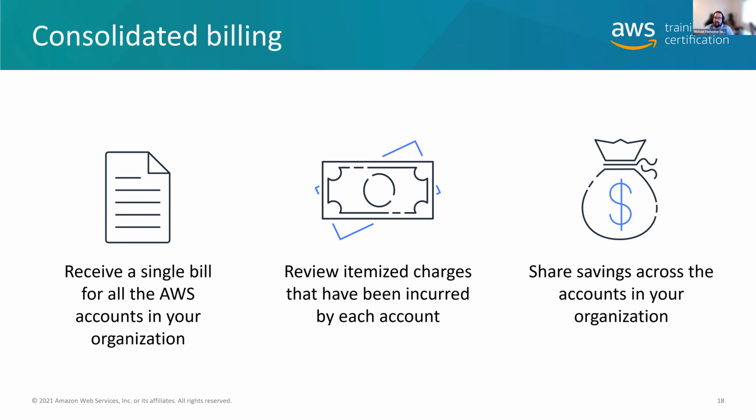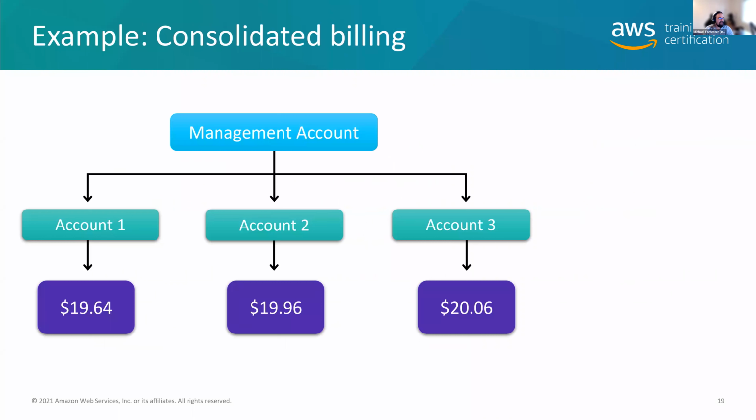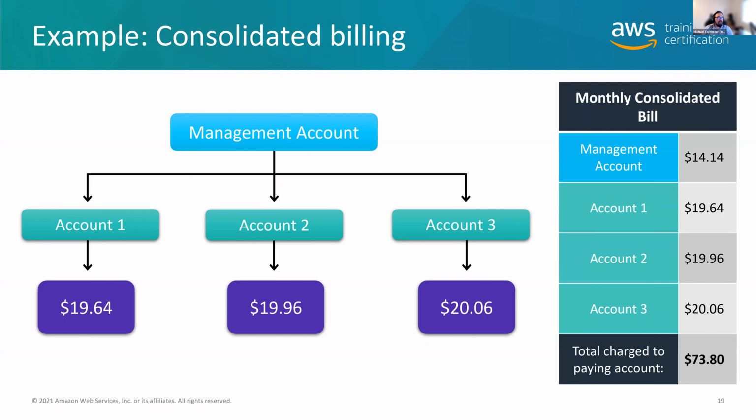And here's, by the way, how this worked when I did this over at that large enterprise company. Let's say that you're spending about $20 a month on S3, just as an example. And so you got 4 accounts. You got a management account, you got a bunch of accounts, and you're spending somewhere between $14 and $20, right? So your total charge to the paying account is $73.